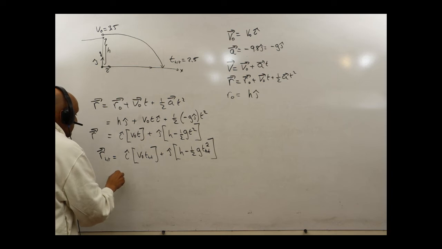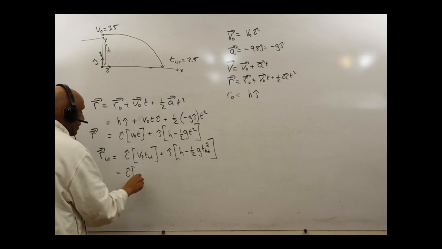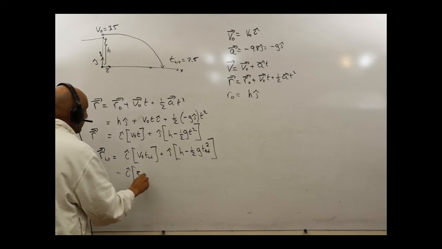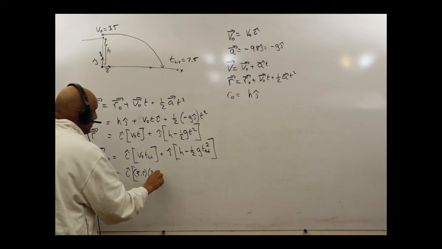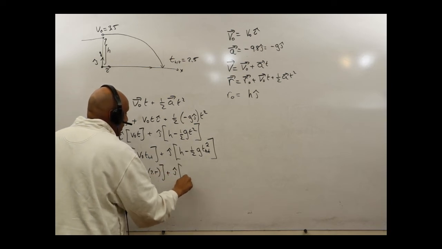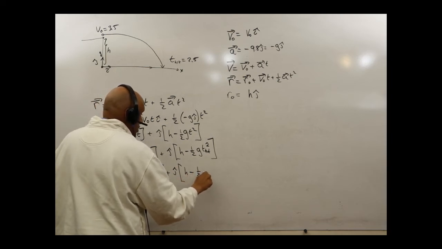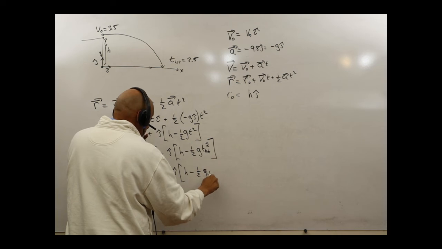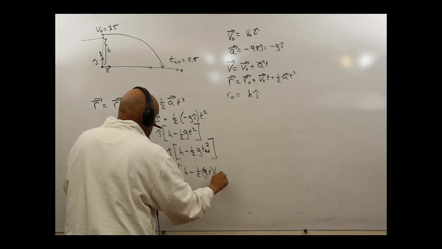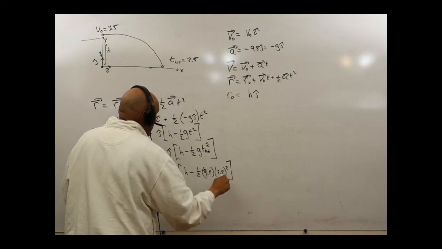Okay, so this means that the position vector is V0 times t plus j, h, I don't know what that is, minus 1/2 g, which is 9.8, times 2.5 squared. I'll put some numbers in here. V0 happens to be 3.5. The time is 2.5. I'm only going to do two significant digits. And that's the position.